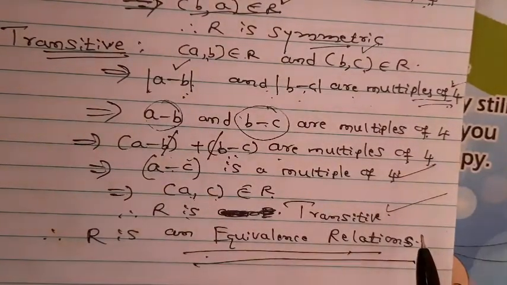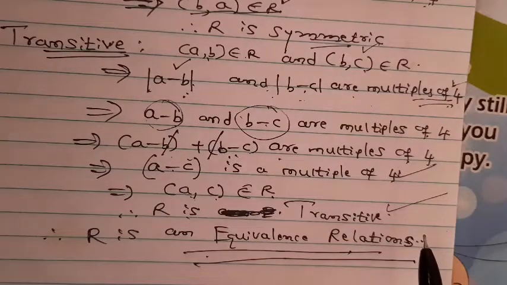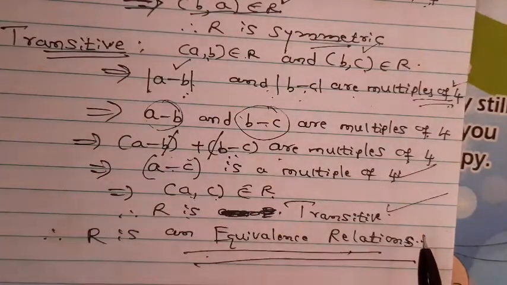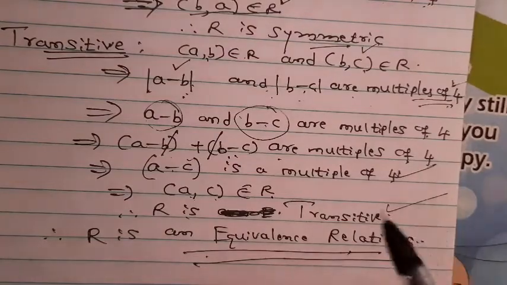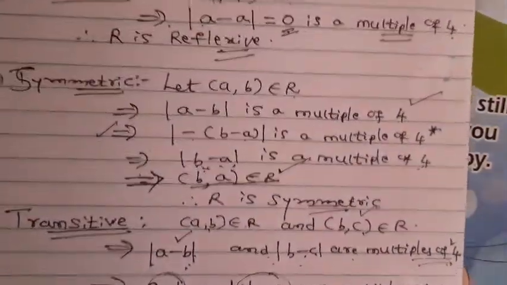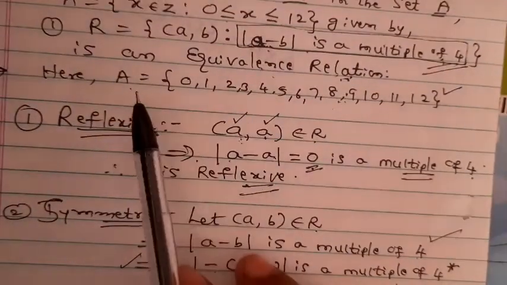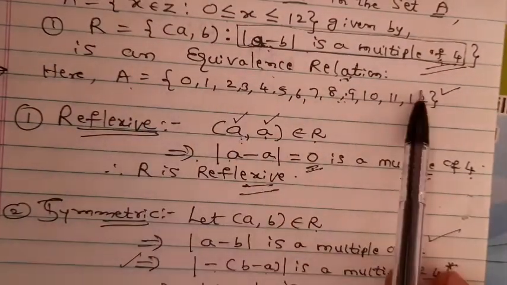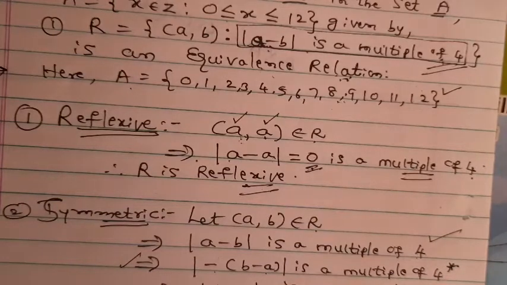See, this is a very simple problem. Here no need to write ordered pairs. Remember this. Here you need not write ordered pairs. Simply, generally we can prove it this way. So the only thing is, here, first we have to write the set, 0 to 12. Then go on checking the properties.